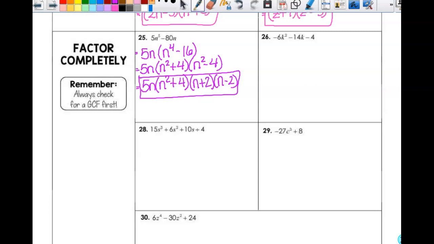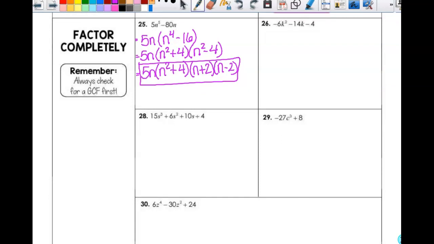Okay. So on number 26, do I have a GCF? Yes. Even if there wasn't a 6 in front of that k squared, if there was a negative, I would still factor the negative out. You always want your leading coefficient to be positive. It'll make your life a lot easier. My GCF here is a negative 2. So that leaves me with 3k squared plus 7k plus 2.